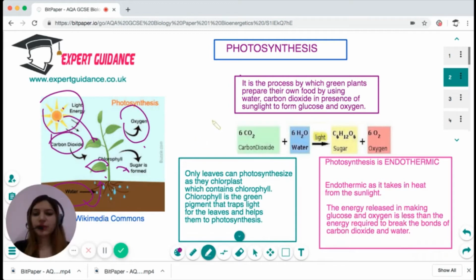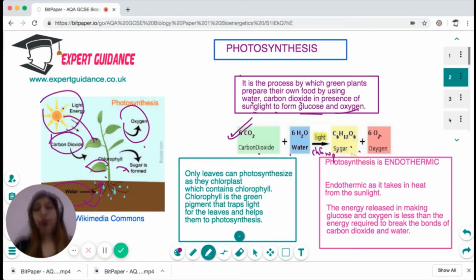So it is a process by which green plants prepare their own food by using water and carbon dioxide in the presence of sunlight to form glucose and oxygen. And you need to remember this equation. This is very important. CO2 and water in the presence of light, and you can also write chlorophyll if you want, to form sugar and oxygen, or glucose and oxygen.